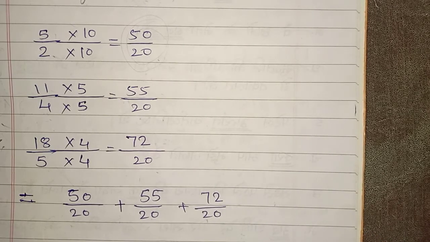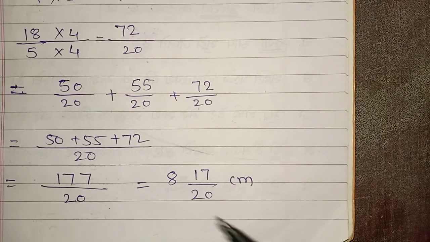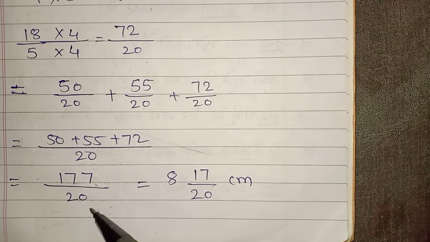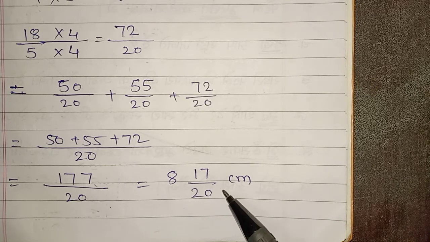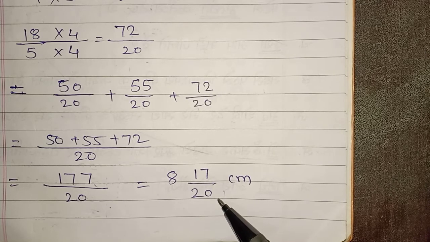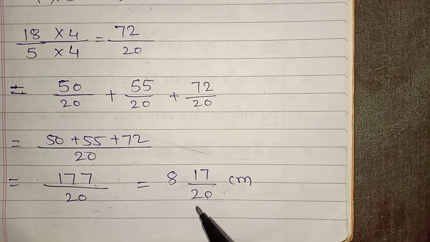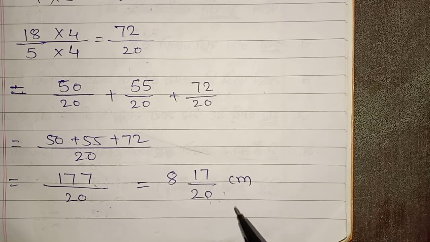After adding them, I got the final answer 177 by 20. Since it is an improper fraction, I have to convert it into a mixed fraction. In the previous sum, I have shown you this method, how to convert improper into mixed fraction. So my perimeter of triangle is 8 17 by 20 centimeter.